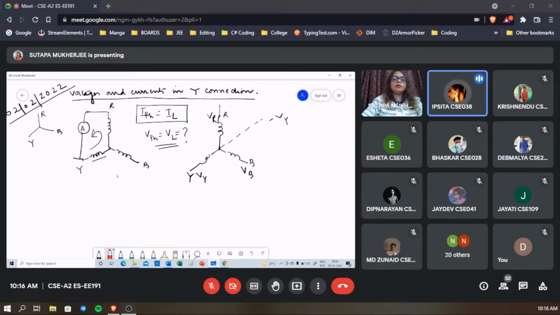Now in the phasor diagram we will draw like that. Sorry, I didn't get your voice. Please, can you repeat? Ma'am, I am saying that in the phasor diagram we will draw like that. Yeah, very true.